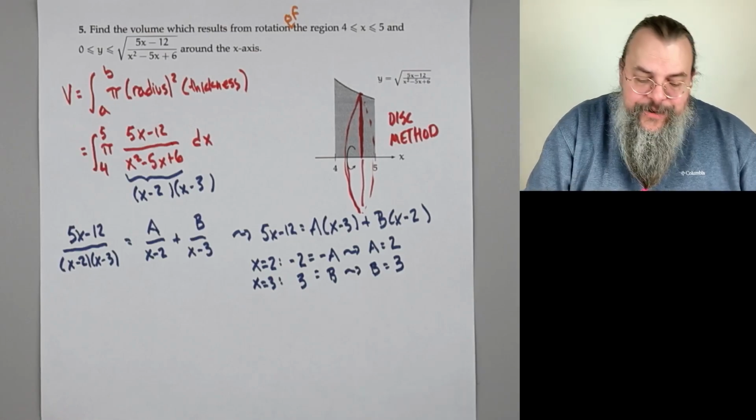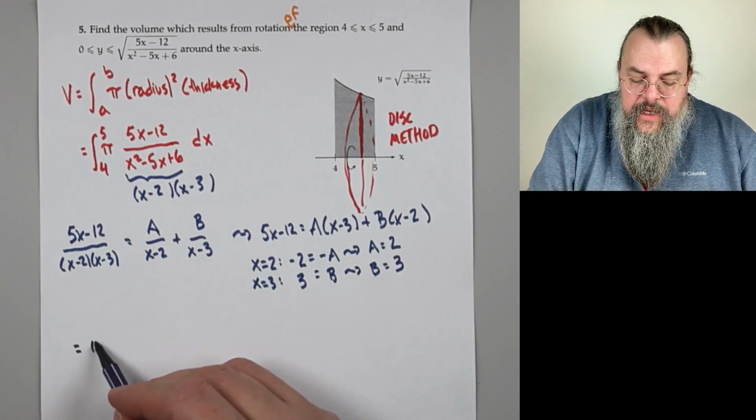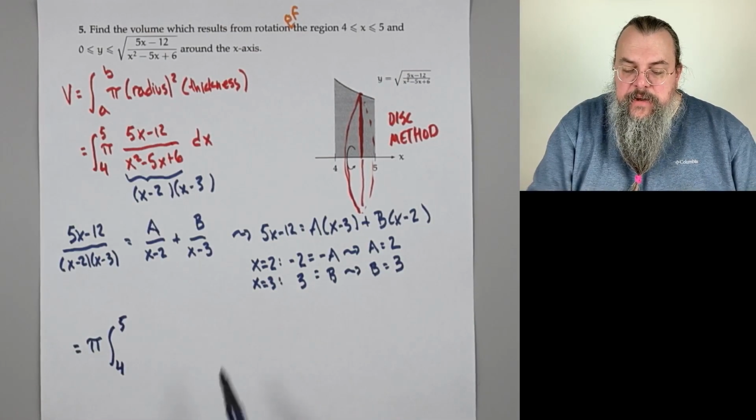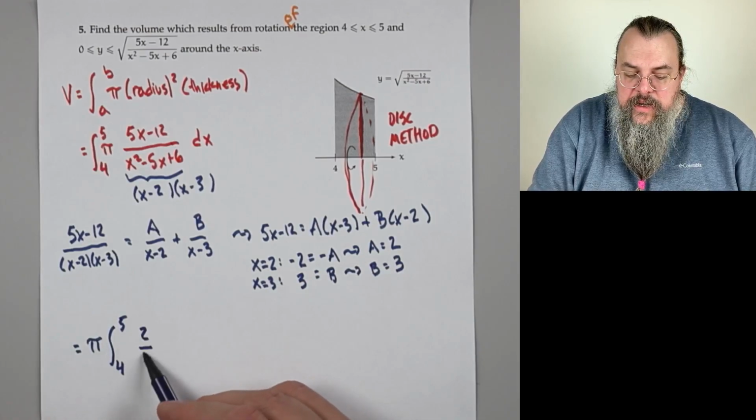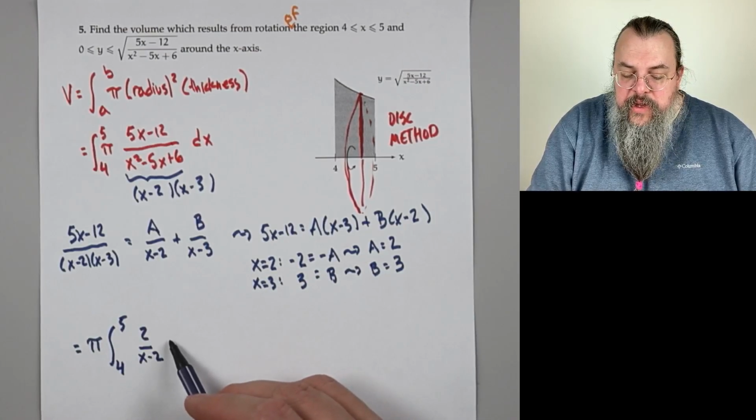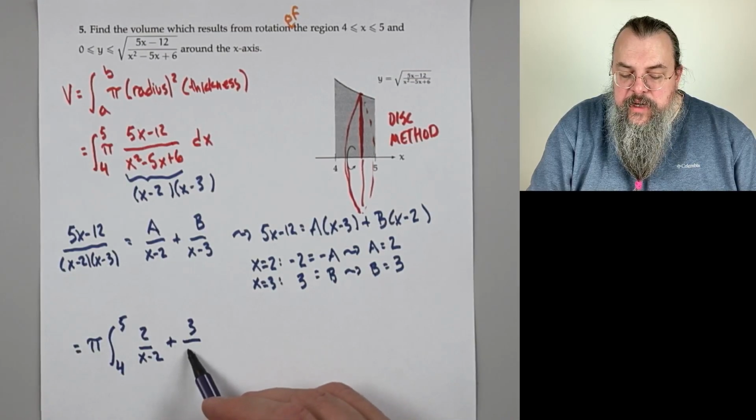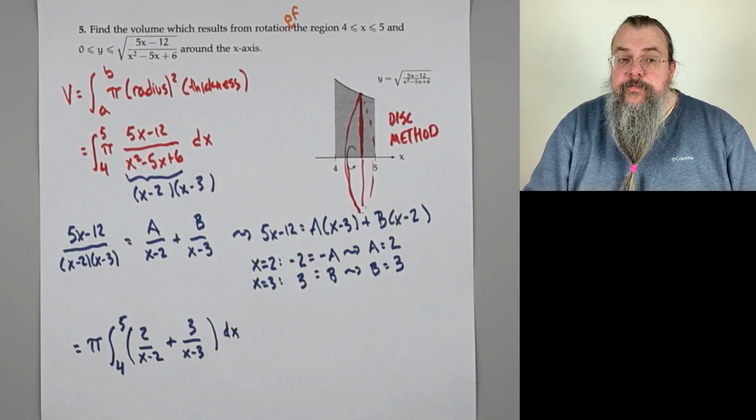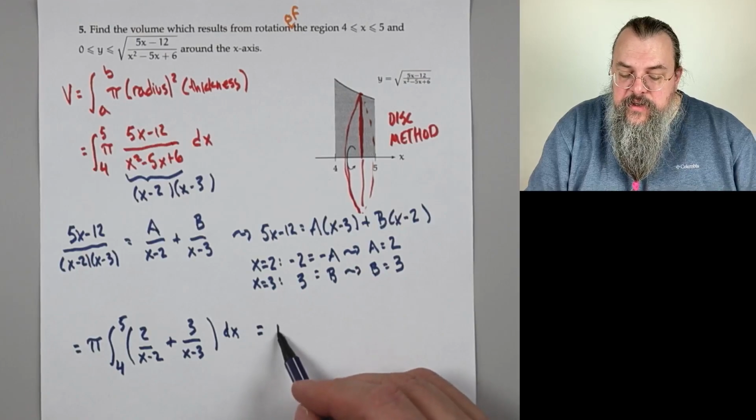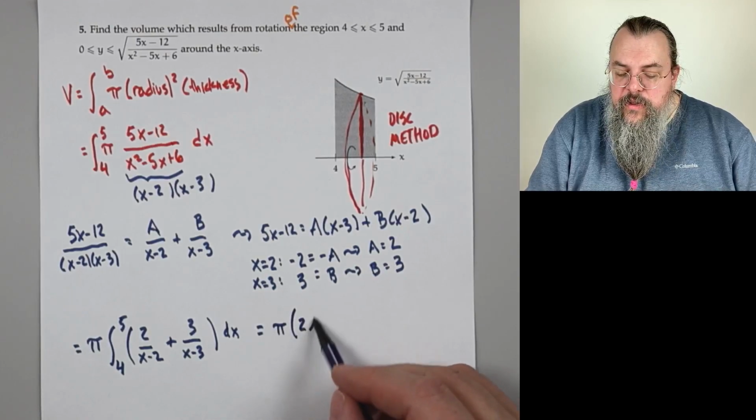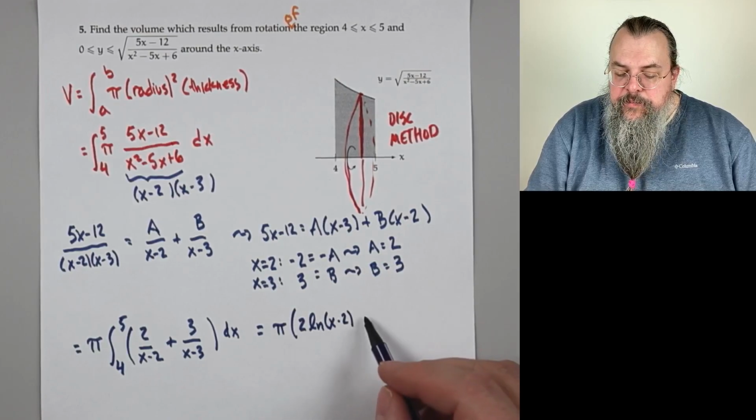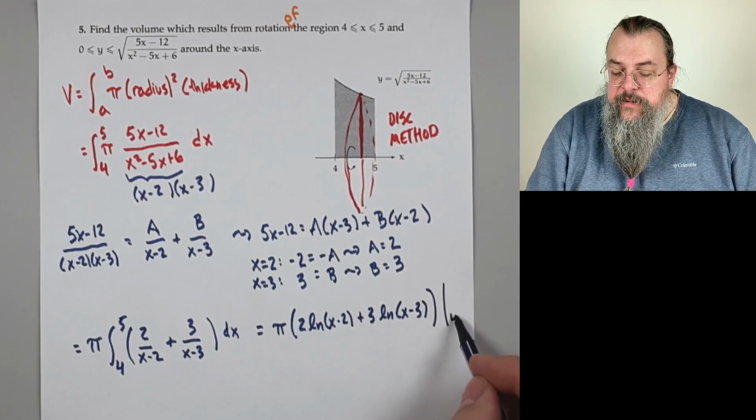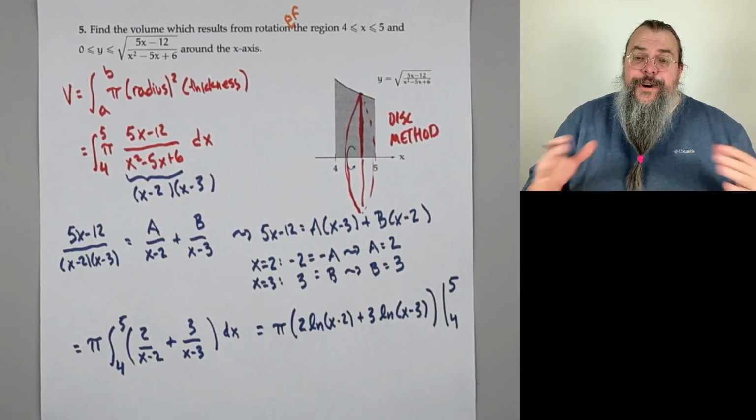So, rejoining our integral in progress. It is pi, go ahead and pull that out, from 4 to 5, of 2 over x minus 2, plus 3 over x minus 3, and we have to integrate that dx. Well, that's not a bad integral. So we get pi times 2 log of x minus 2 plus 3 log of x minus 3, evaluated from 4 to 5. So we're in the home stretch.